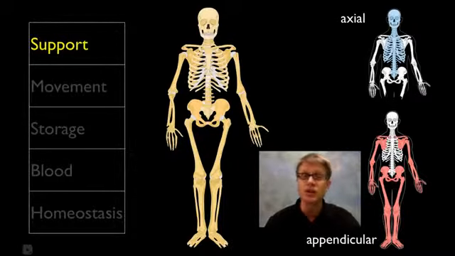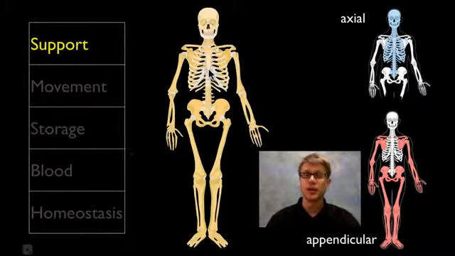Okay, what's the function of the skeletal system? We can look at them over here. It's going to be support, movement, storage, blood, and then homeostasis. So let's start with the thing that we're all familiar with. The function of our skeleton is to support us. It holds me up. It also offers protection.